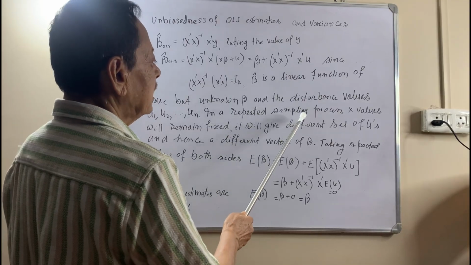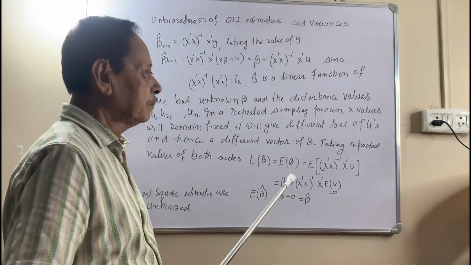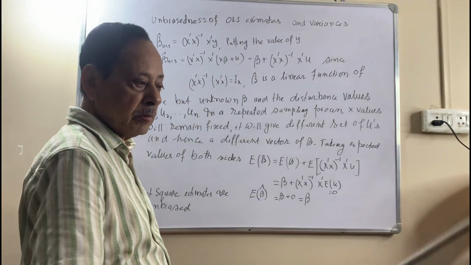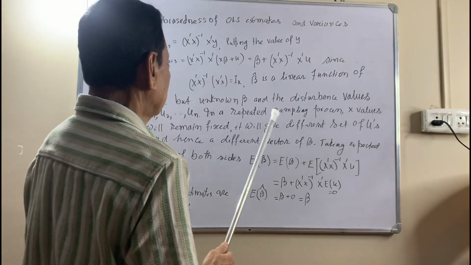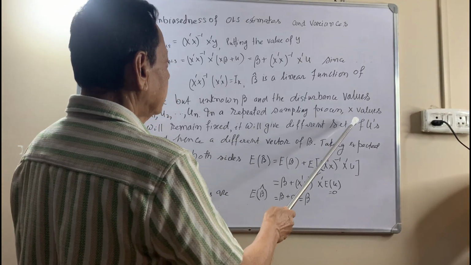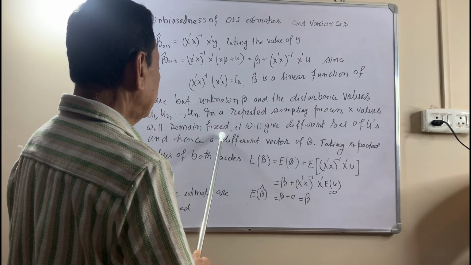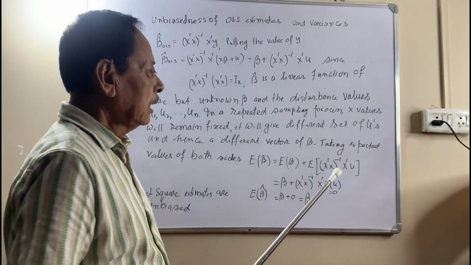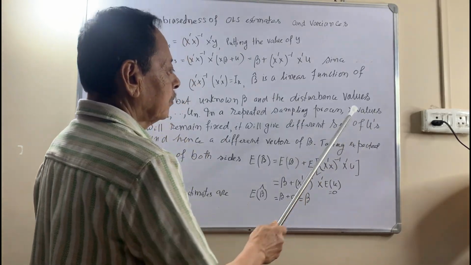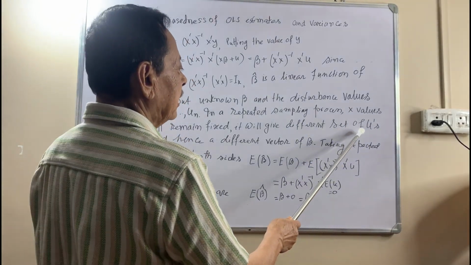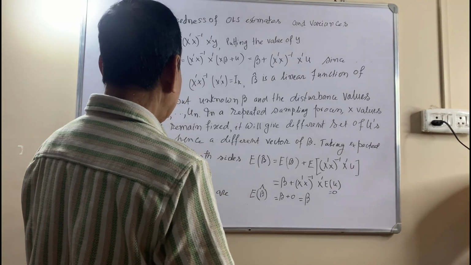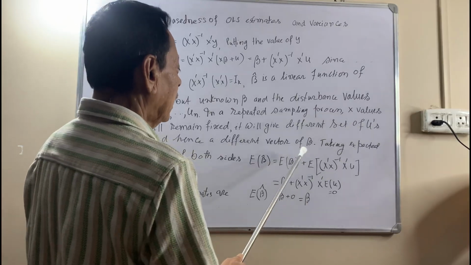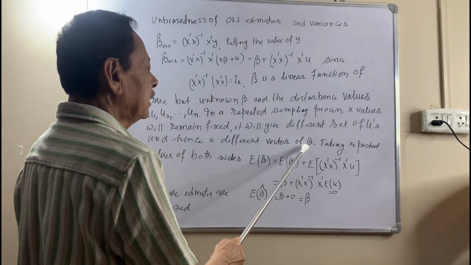In a repeated sampling process, suppose we take a sample of 100, then discard it and collect a new set of 100 samples. The X values will remain fixed, but it will give different sets of u's. In that case, the errors will be different, it will have a different set of error values and hence a different vector of beta. So the beta vector will be different.